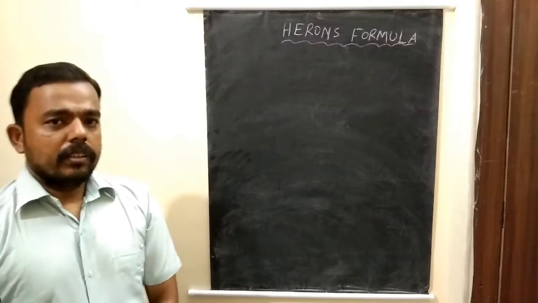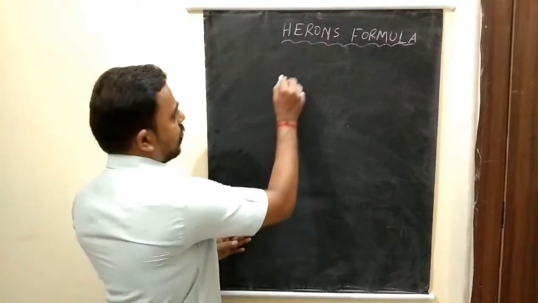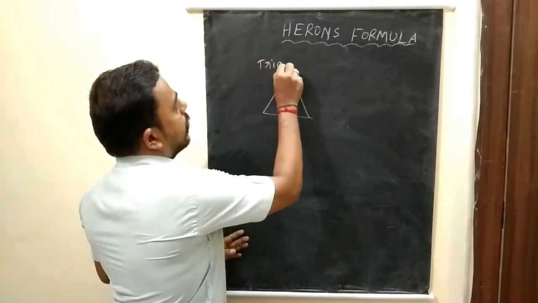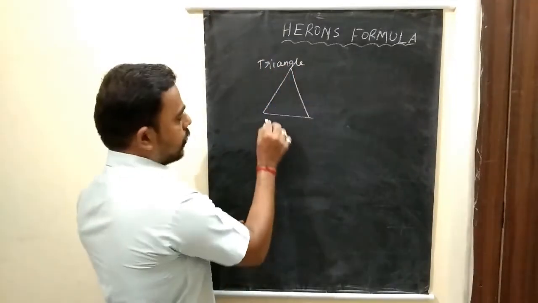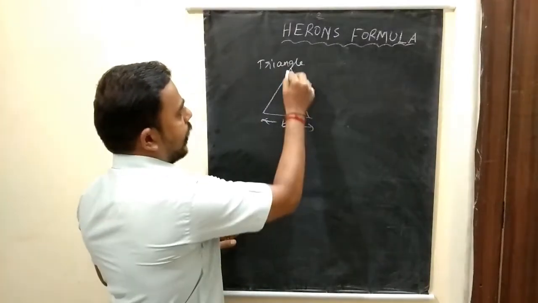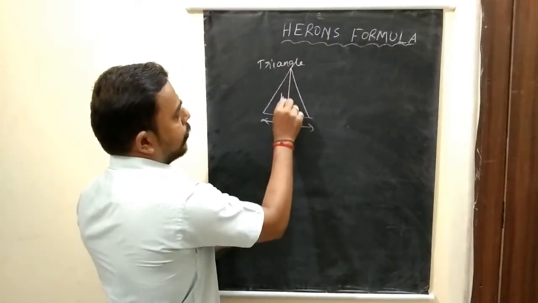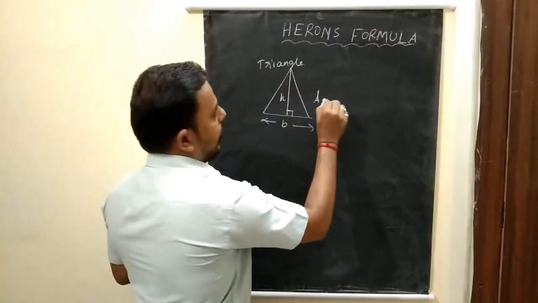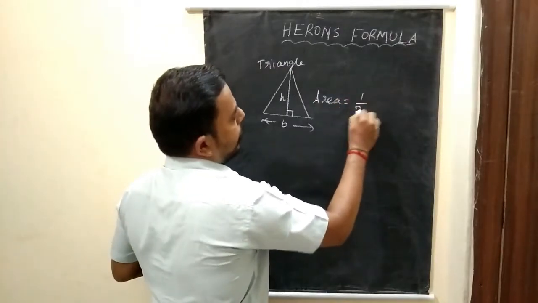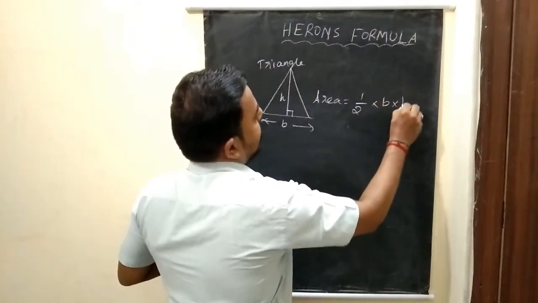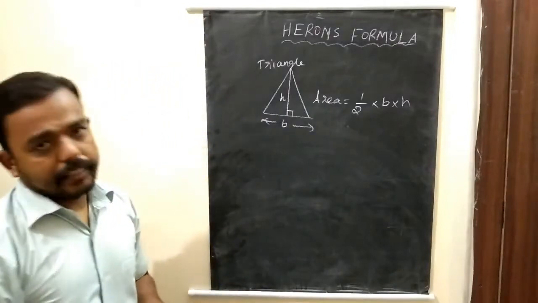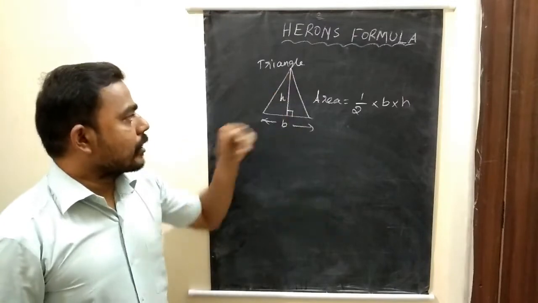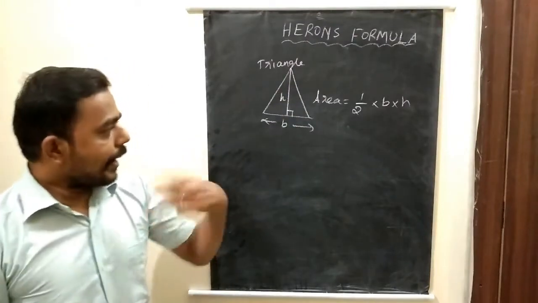Morning, my dear students. Now we are going to discuss one ancient formula, that is Heron's formula. Already we know the structure of a triangle. If we know the base length and the height, which is the perpendicular distance from the base to the opposite vertex, then area equals 1 by 2 into base into height. This thing we already know. So if you have one side and the perpendicular distance, we can find the area.